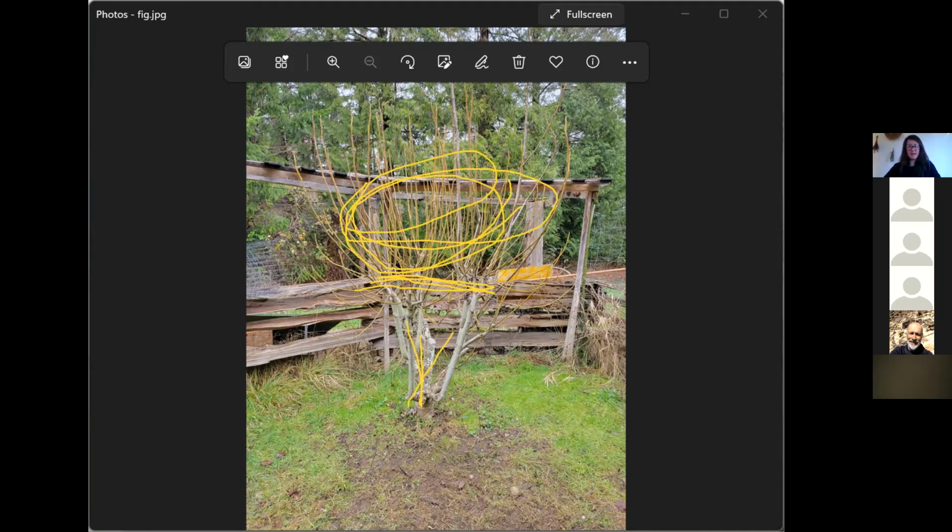Thanks for that photo, Erica. That was great. Okay, let's take a quick look at that Asian pear and then we might wrap it up. Depends if there's any more questions.